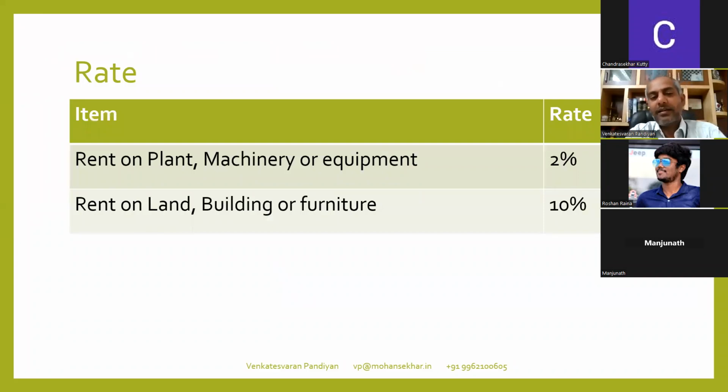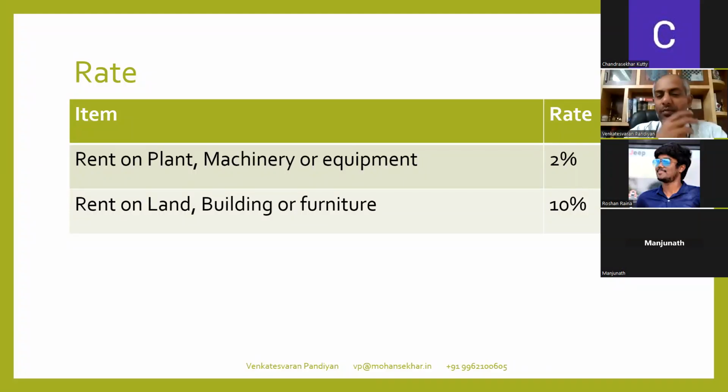So rate. There are broadly two categories of assets on which the rent is paid. Rent on plant, machinery, and equipment is 2%. Rent on land, building, or furniture is 10%. Again, normally people are good at deducting TDS on rent on land and building. They generally forget the other components, plant, machinery, equipment, or furniture.